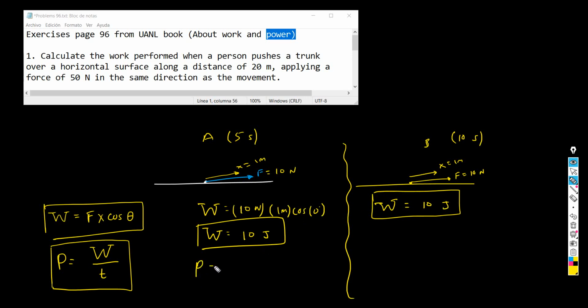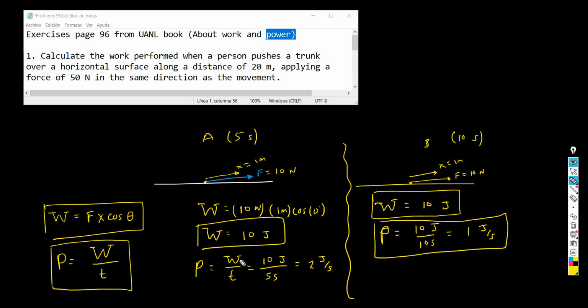So for example, let's calculate the power developed by person A. The power will be the amount of work over the time in which this work is performed. So the amount of work was 10 joules. How much time? 5 seconds. So this is equal to 2 joules per second. So this is the power developed by person A. And the power developed by person B is going to be the amount of work, which is 10 joules, over the amount of time, which is 10 seconds. And this is 1 joule per second.